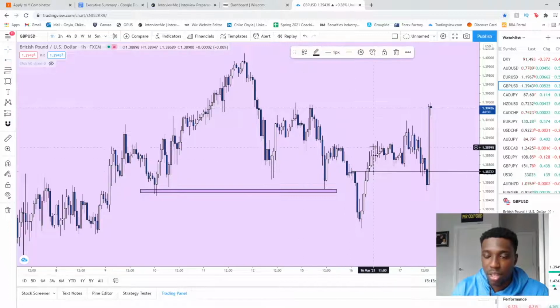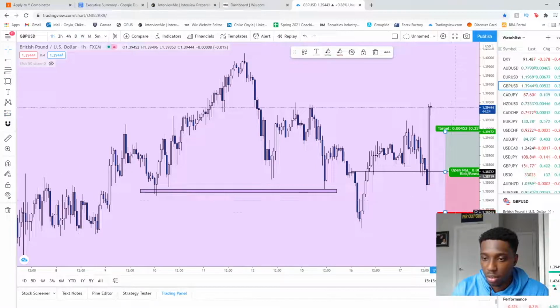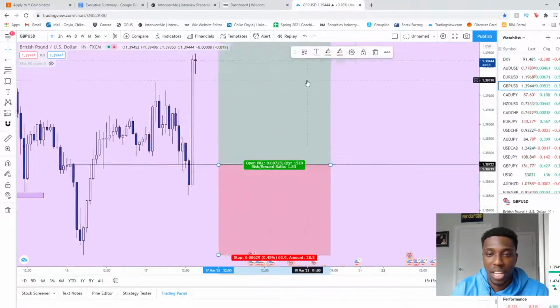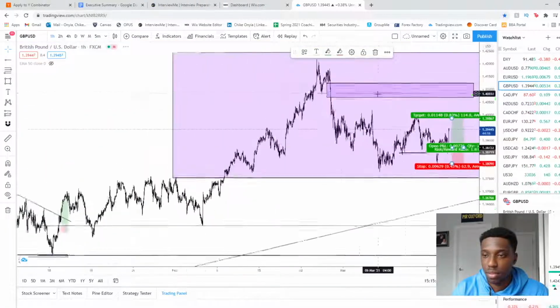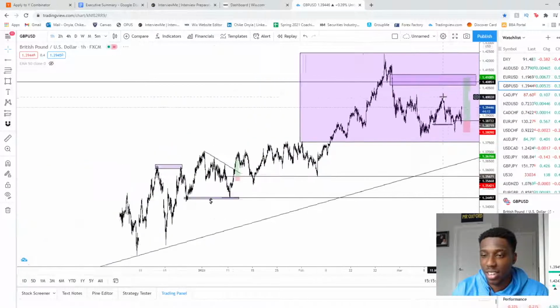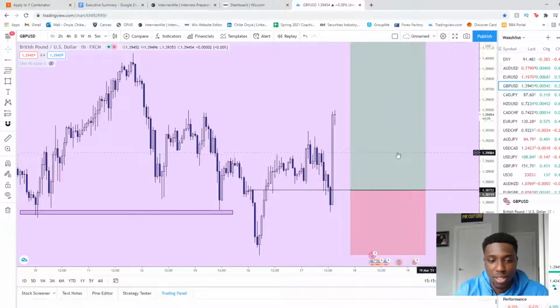right? And let's put a long position here. Put it below this low. We can even aim, what? There's imbalance to get filled, right? Beautiful play. Super simple, super easy.